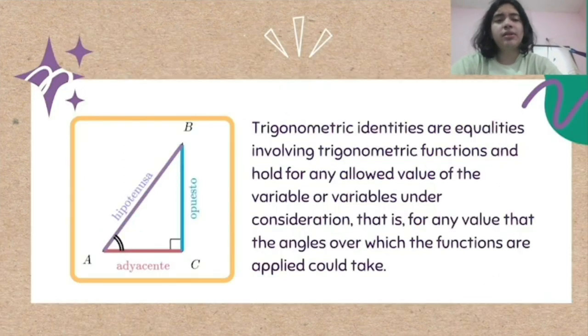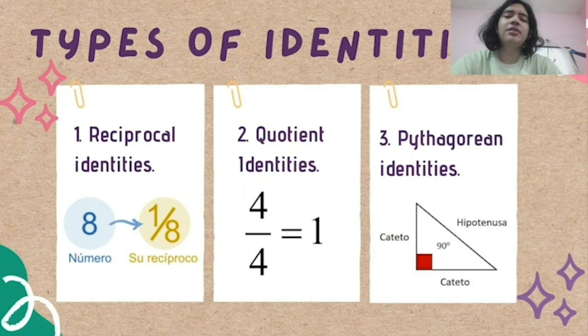Let's start with what is a trigonometric identity. They are equalities involving trigonometric functions and hold for any allowed value of the variable or variables under consideration. That is, for any value that the angles over which the functions are applied could take. There are three different types of identities.